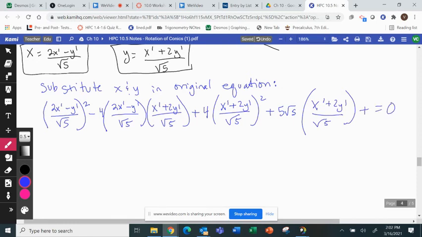So that was me substituting in the x's and the y's in the entire equation. So what are we going to do next? Try to say it without smiling. What are we going to do next? Just kidding. You should be saying it like, oh.